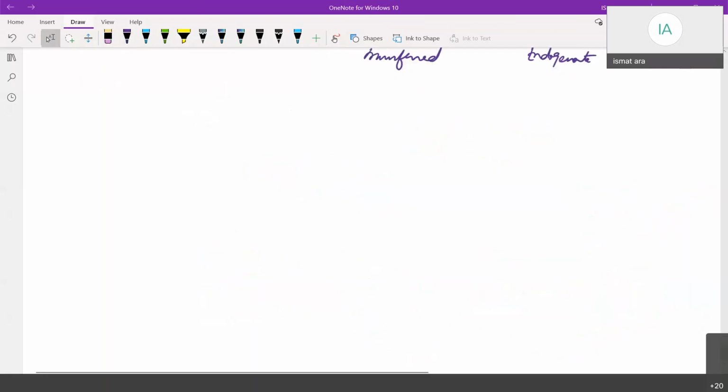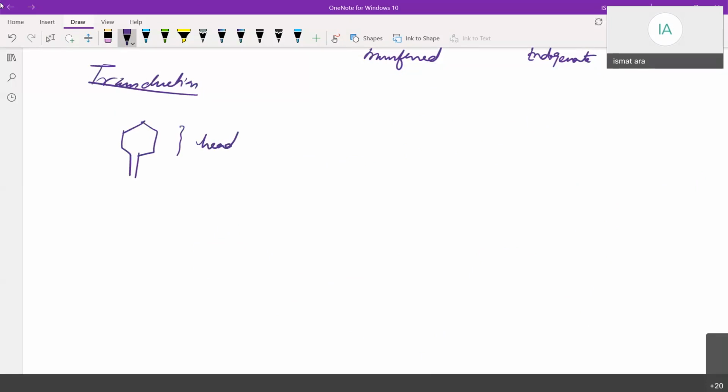Our third genetic category is transduction. Transduction means we are applying bacteriophage. This is a bacteriophage, students. This is the head portion. This is the neck portion. And this is the tail portion. Inside, double-stranded DNA is present, and the outside coating is made up of protein. And this is the structure of bacteriophage.